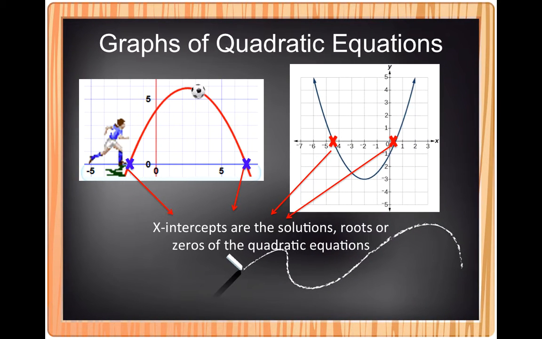Graphs of quadratic equations look like a U-shape, going upwards or downwards. The x-intercepts of the U-shaped lines are solutions of the equations. Solutions can also be referred to as roots or zeros of the quadratic equation.